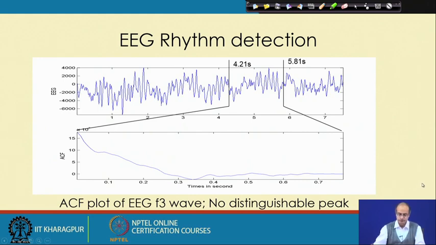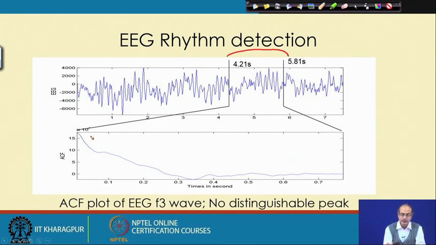In this case, we are interested to know the presence of the alpha rhythm within this region. This is the region we are looking at, 4.21 second to 5.81 second. And we want to see whether this kind of wave is actually present in other places also.